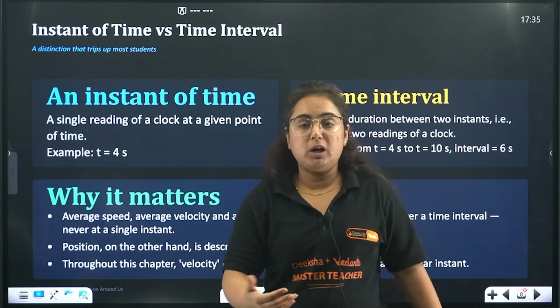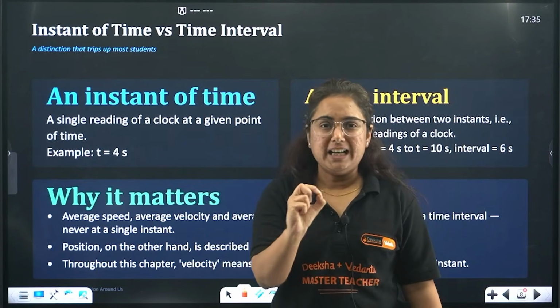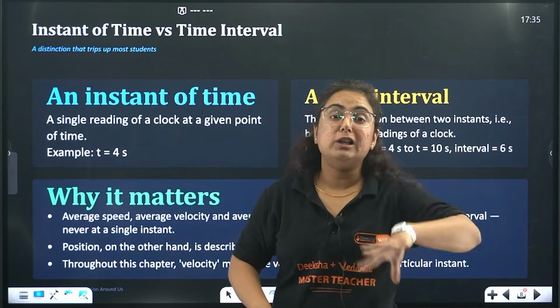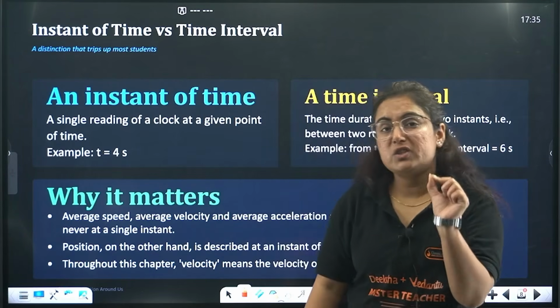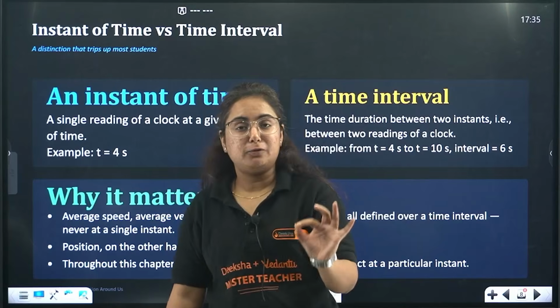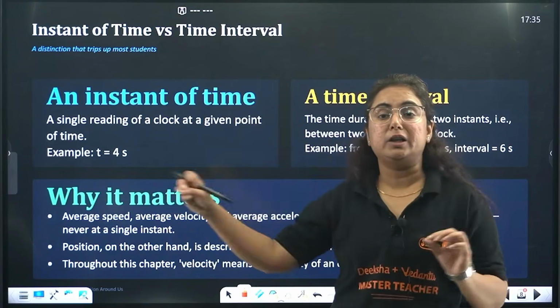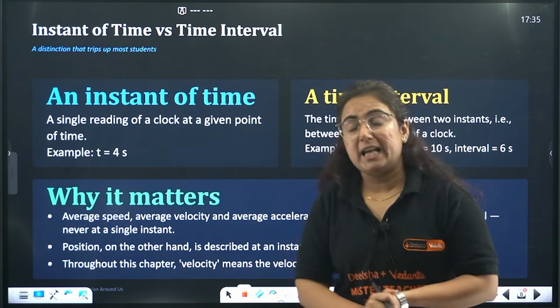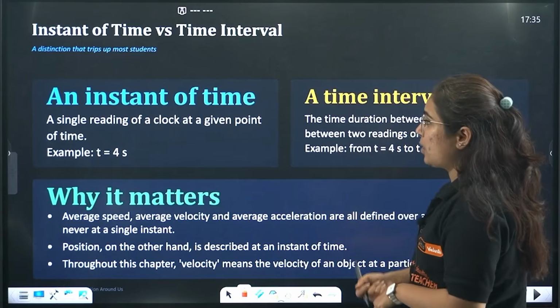Let's move on to two small things. They are very small for our knowledge, but there are a lot of students who get confused over them. There are two terms, an instant of time and an interval of time. What is that? Like for example, if I ask you a question, right?